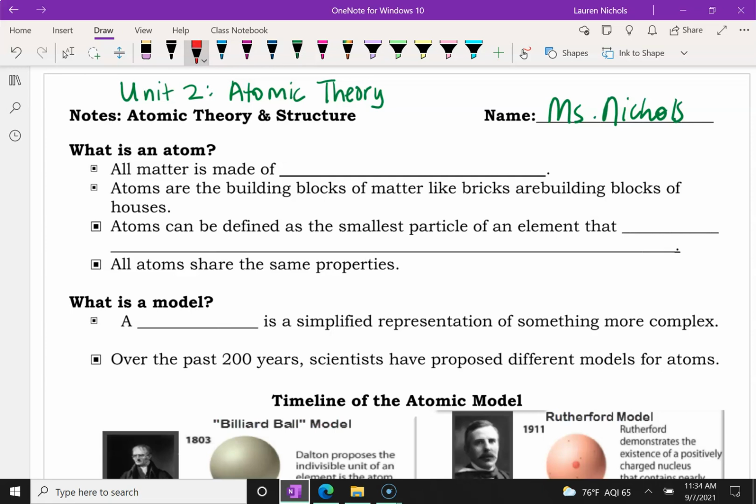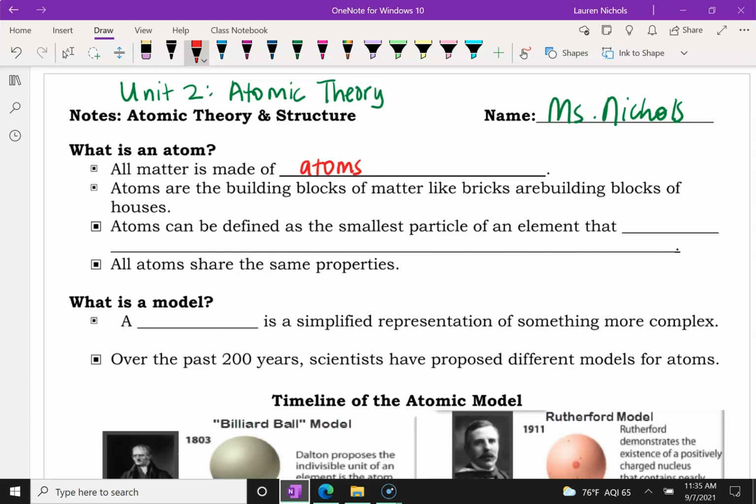So what is an atom? All matter is made up of atoms. That would mean the air, your desk, you, your cheeseburger, everything in this world is made up of atoms. And atoms are the building blocks of matter, the way that bricks are building blocks of houses, or that the cell is the building block of living things.